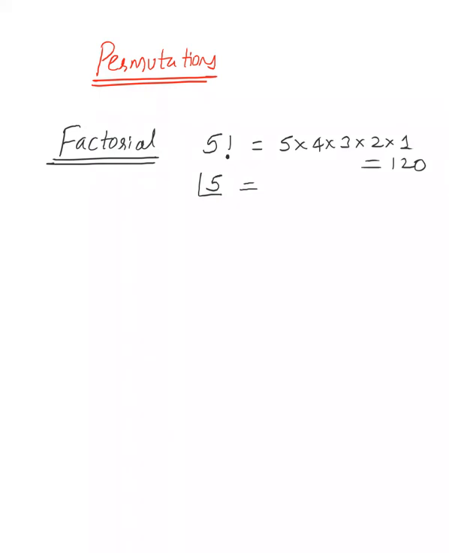Factorial 5, you can write as 5 into 4 into 3 into 2 into 1, which is 120. Okay. So these are the symbols for factorial. Suppose I ask you to calculate 3 factorial, means 3 into 2 into 1 equal to 6.